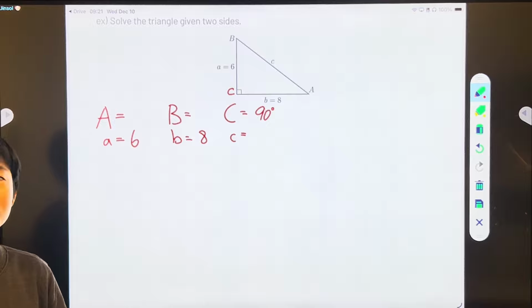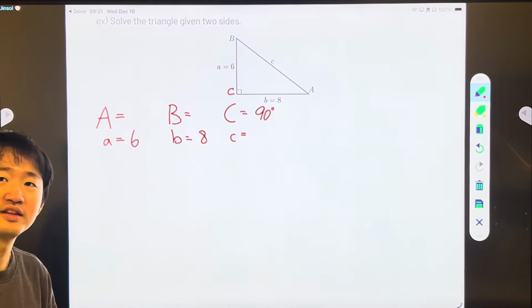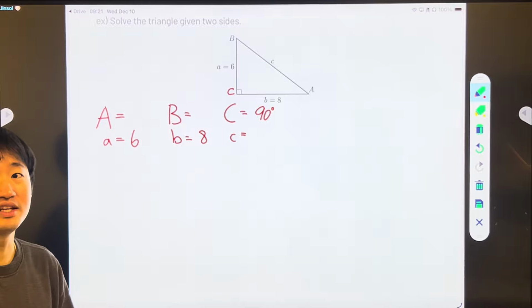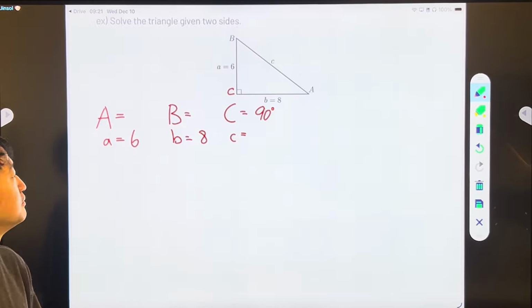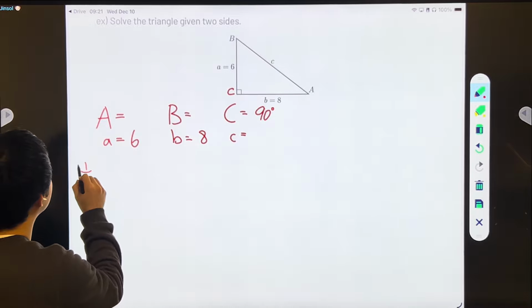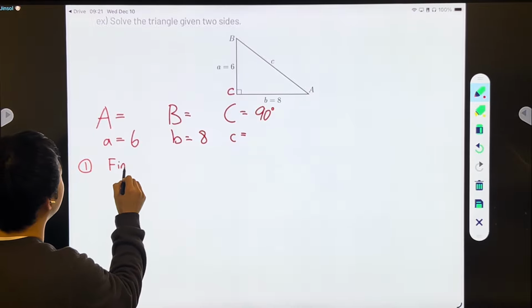So in this case, using the information that I have, I'm going to find out the angle A, angle B, and side C step by step. In my opinion, finding the side length C first would be easiest because we already knew that from grade 8, the Pythagorean theorem. So let's first find C.